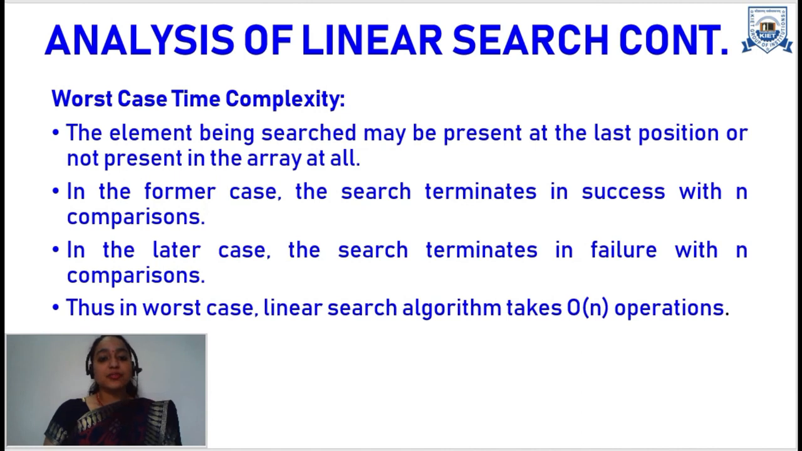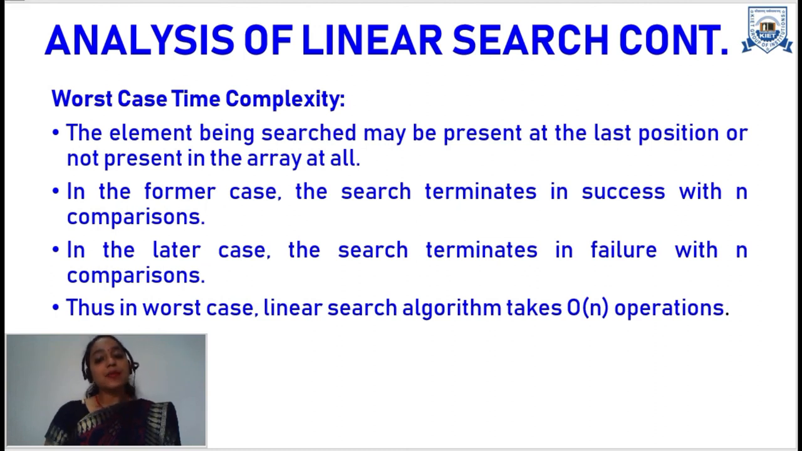Next is worst case time complexity. The worst case time complexity will be the maximum number of comparisons that may be required to perform the linear search. In linear search, we are comparing with each and every element one by one. So if we are comparing each and every element one by one, the maximum comparison can be the total number of elements present in the array. That is n. n was the total number of elements we have taken in the array.